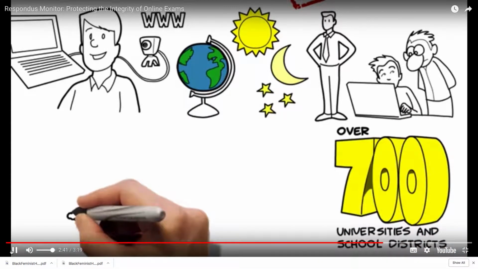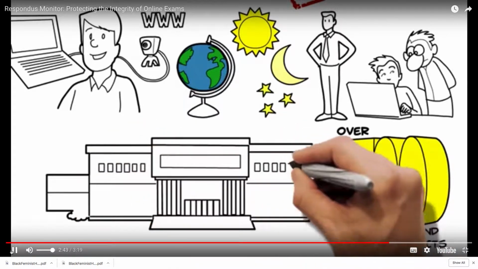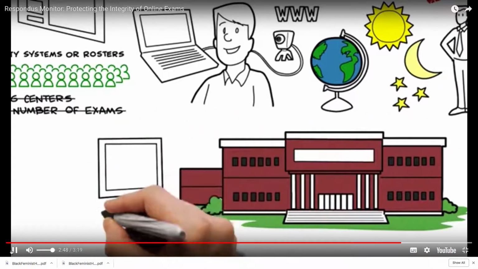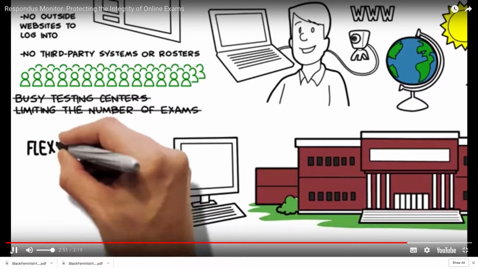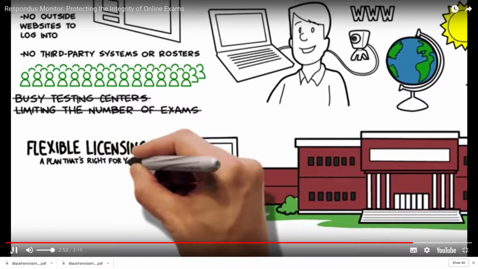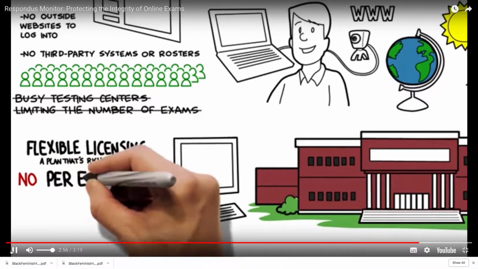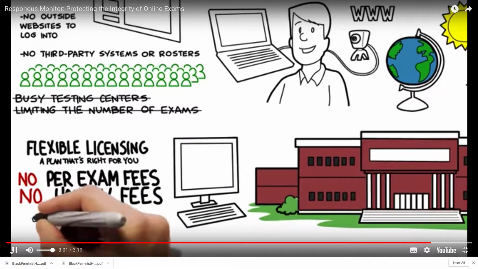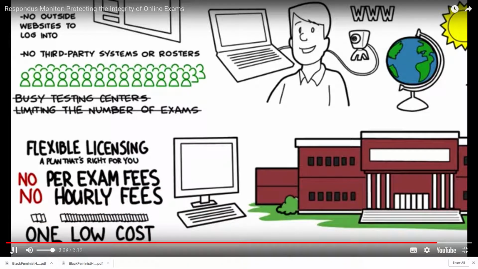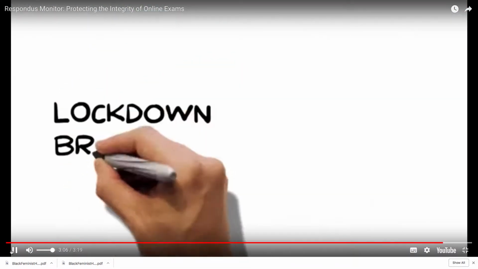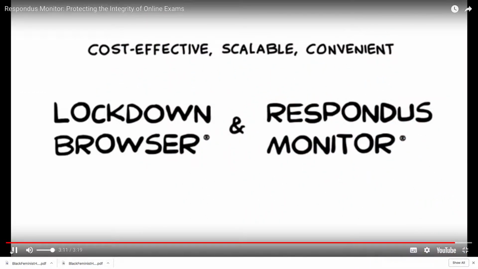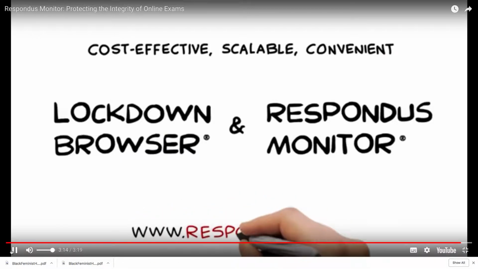That's because the applications are designed exclusively for higher education and secondary schools. It doesn't matter if your institution has only a few blended learning courses or is entirely online. Flexible licensing allows you to get started with a plan that's right for you. But what you'll never find with us are per exam or hourly fees. No way. It doesn't matter if the course has 3 exams or 30. It's always one low cost. Lockdown Browser and Respondus Monitor offer cost-effective, scalable, and convenient solutions for protecting the integrity of online exams. To learn more, visit respondus.com.